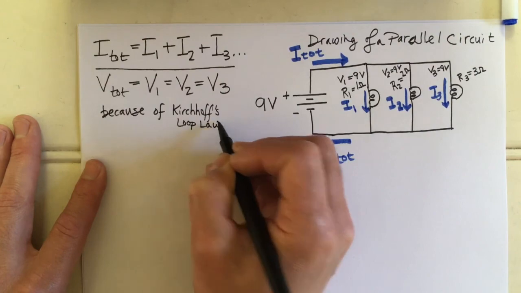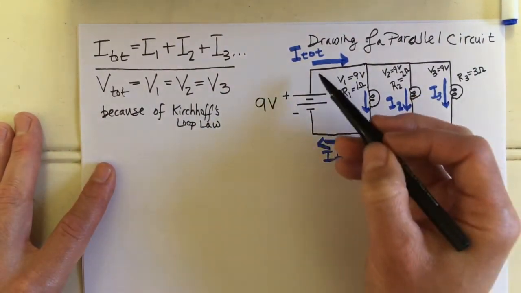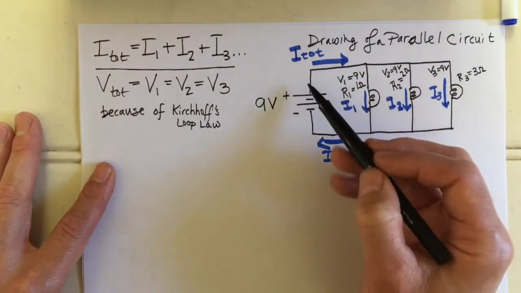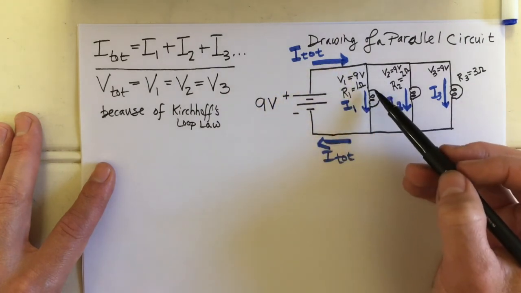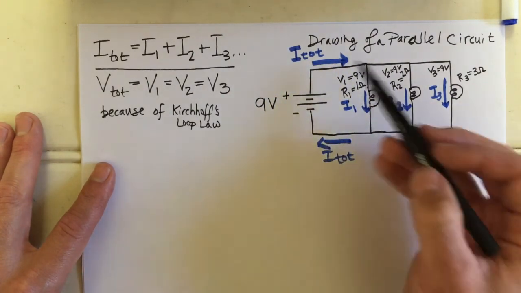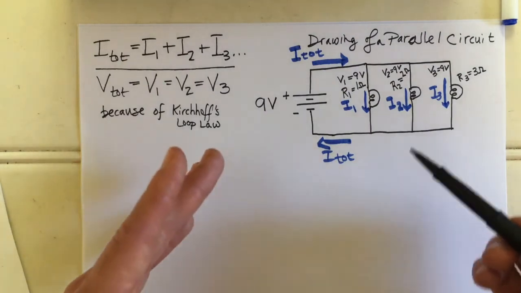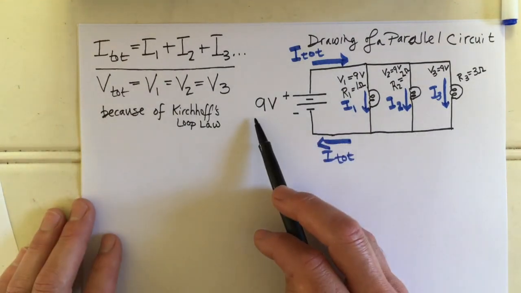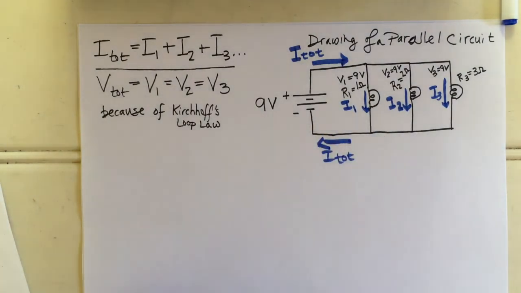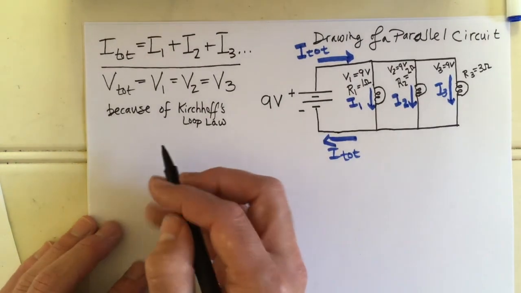For each loop, if you add 9 from the battery, you have to drop 9 in that loop. So the change has to be 0, right? We call this a positive 9 and this a negative 9. So it kind of looks like this, right?